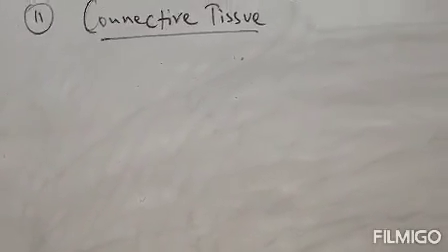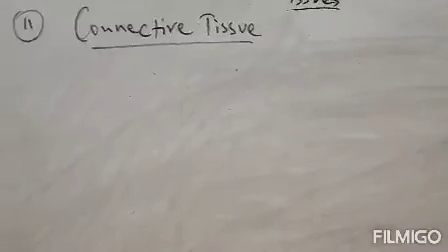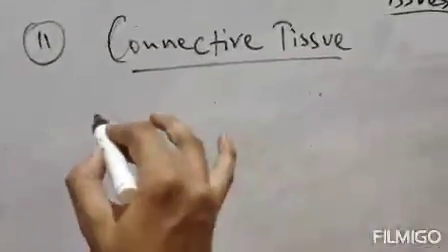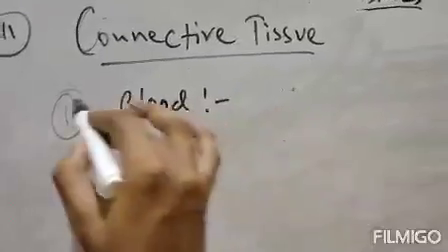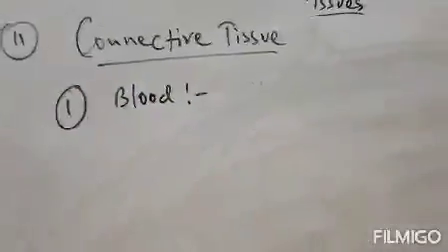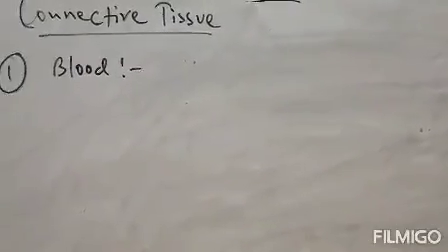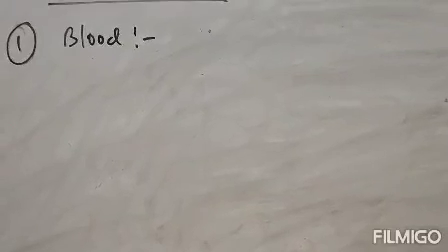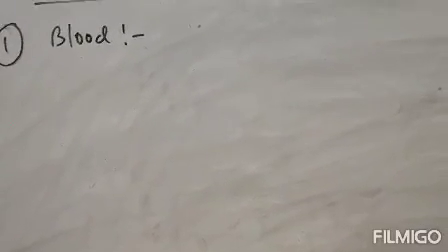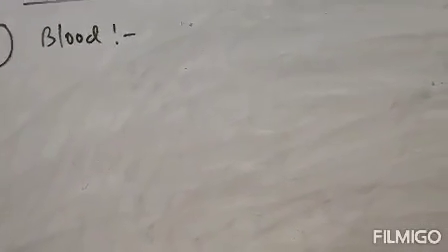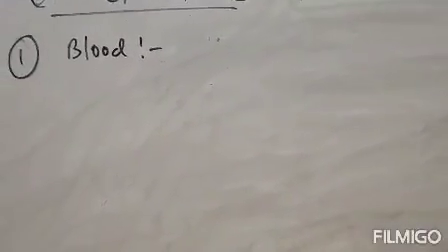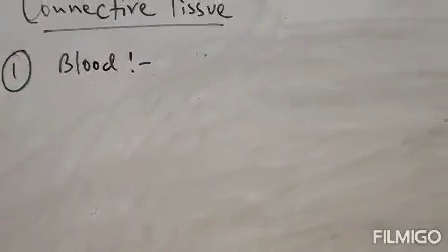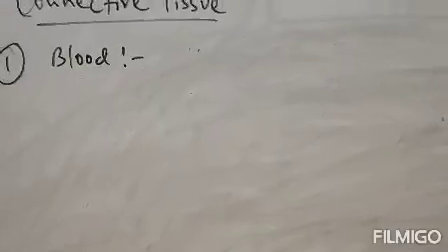Now this connective tissue is classified into many parts. Number 1 connective tissue that we will discuss is blood. Now this blood is a fluid connective tissue. Blood is like a fluid. It links different parts of the body and also helps to maintain the continuity of the body.